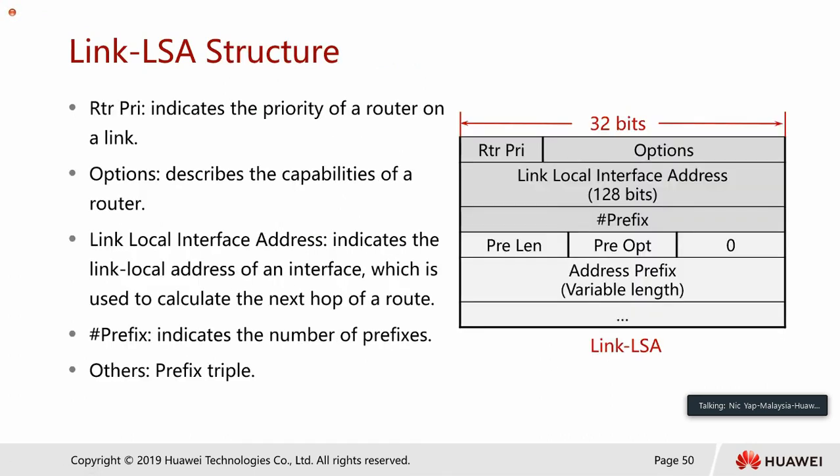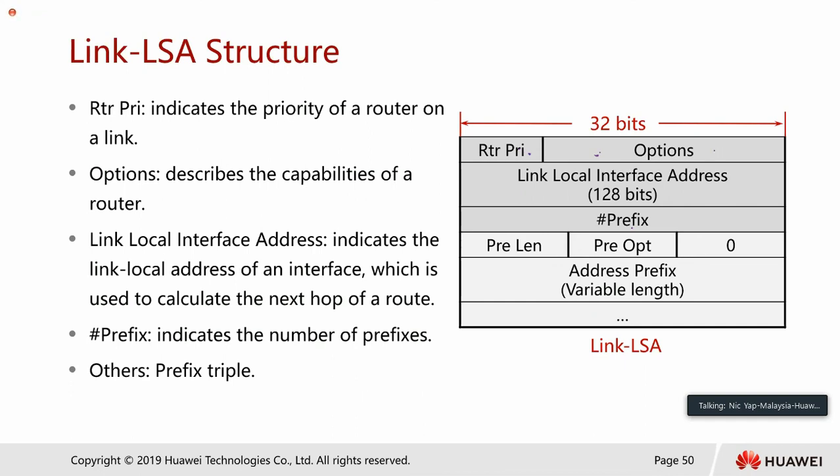Okay, and this is what is inside the link LSA structure. It will include the DR information, options, link-local address, and prefix. That is what they are advertising. So it indicates the DR priorities, and the options describe the capabilities, the option field that they mentioned earlier on.